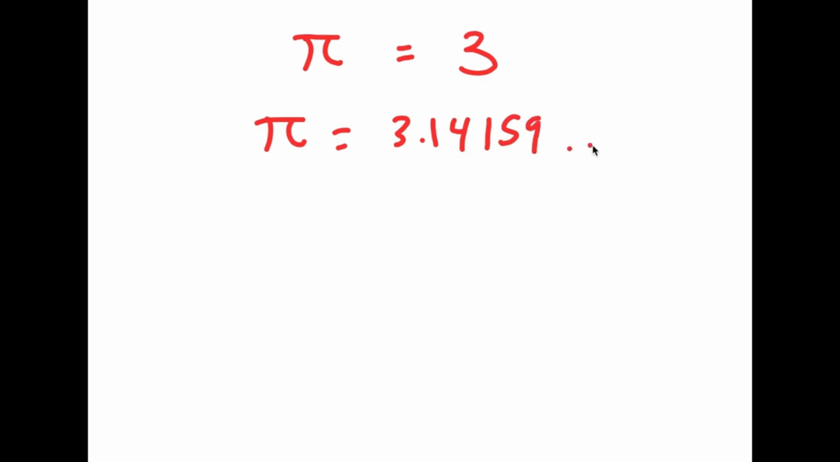Alright, so in this video, I'm going to be proving to you guys that pi is equal to 3. As you guys probably already know, pi is an irrational number, meaning it doesn't have a whole number value, and it's actually equal to 3.14159 and on and so forth forever. So that's why it's an irrational number. It just doesn't stop going.